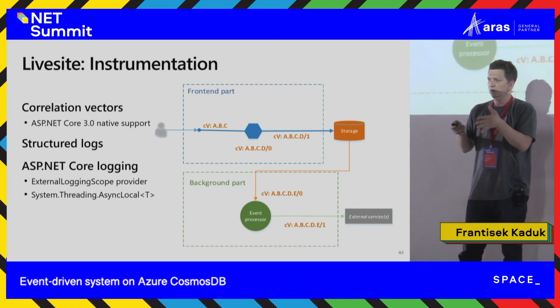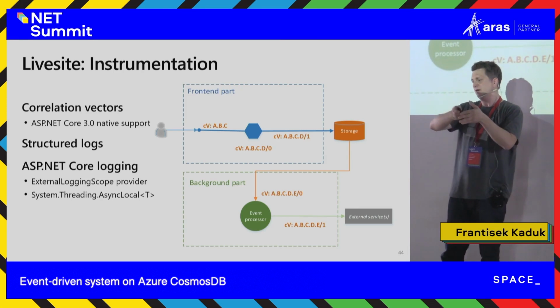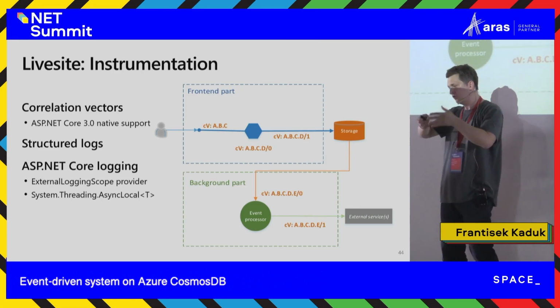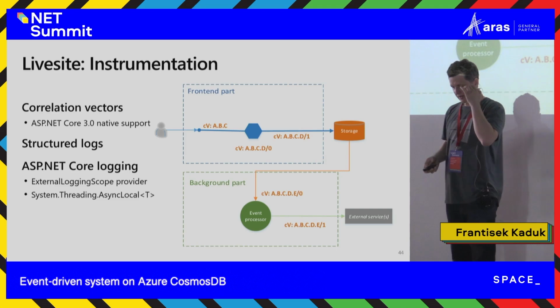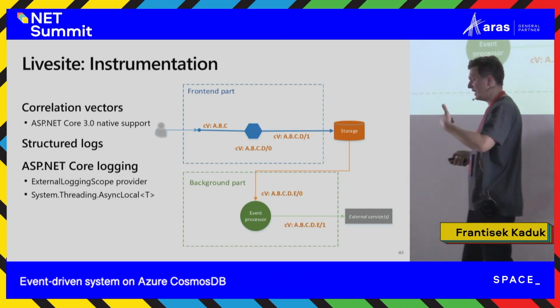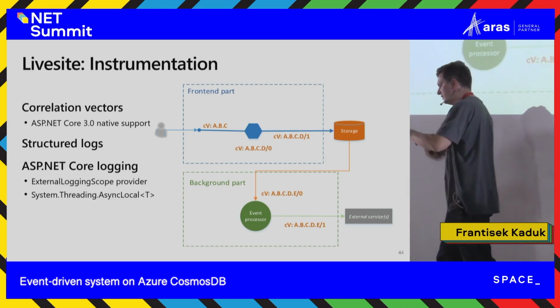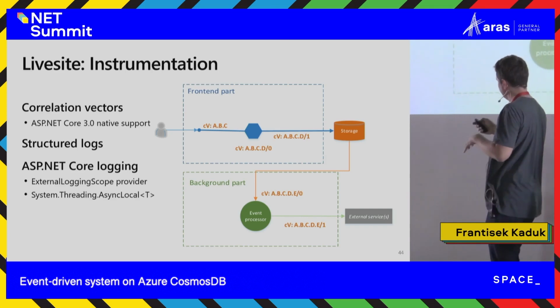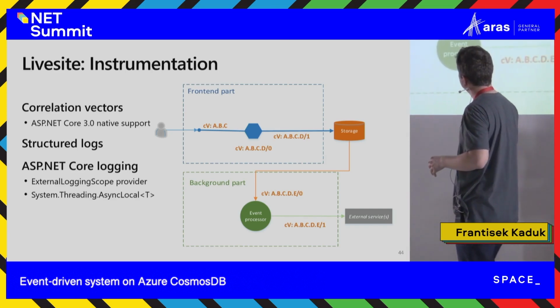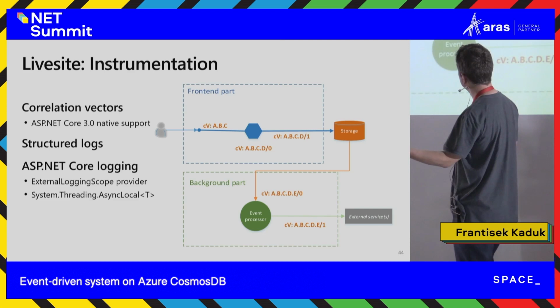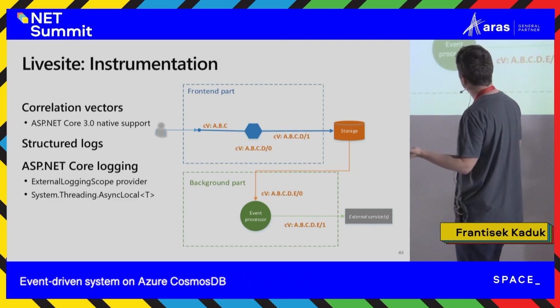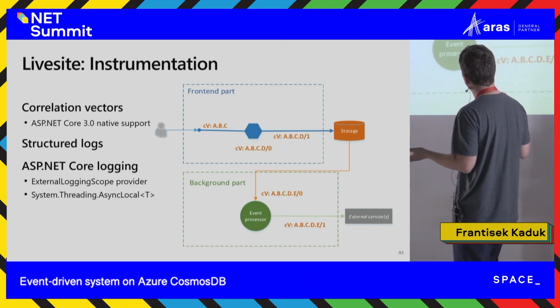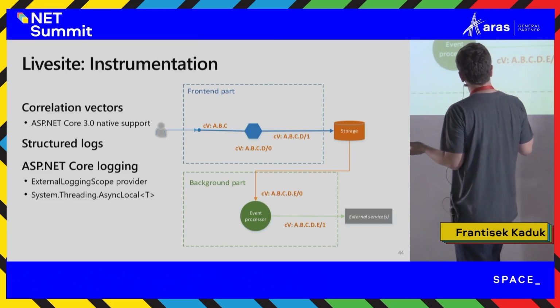So correlation vector is a standard for tracing the events which are spanning your components or your products. So with this, you are able to track what's going on in those specific components. So for example, here, we can get from some service or some client some correlation vector. We will then just add our part, and then we will store it into the storage.